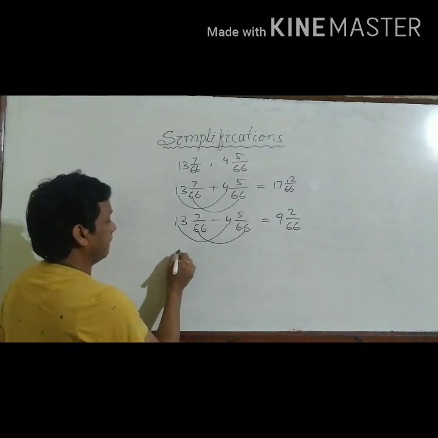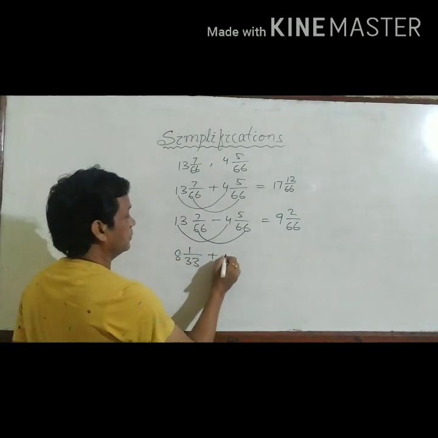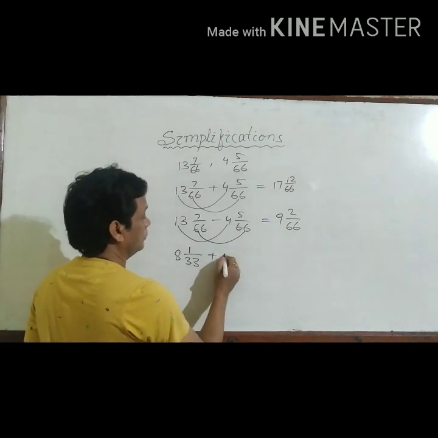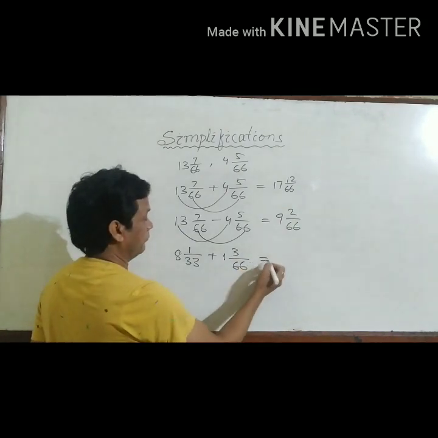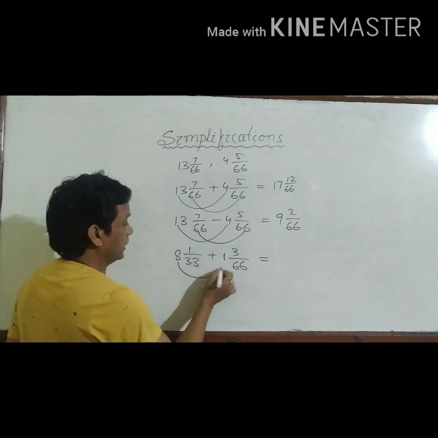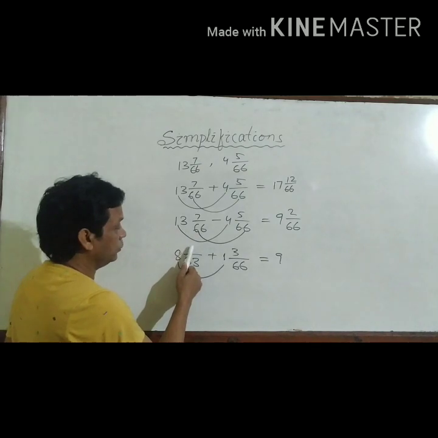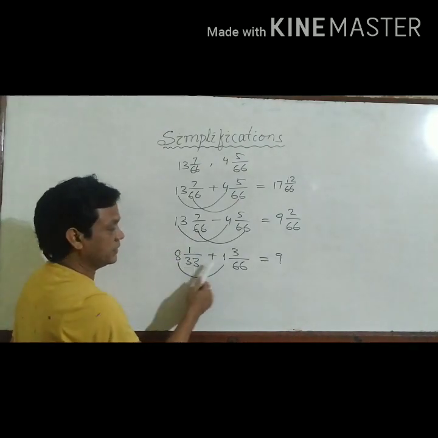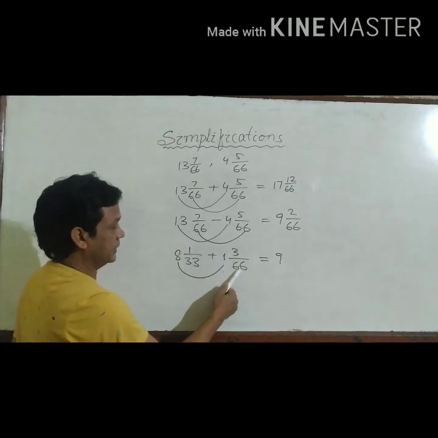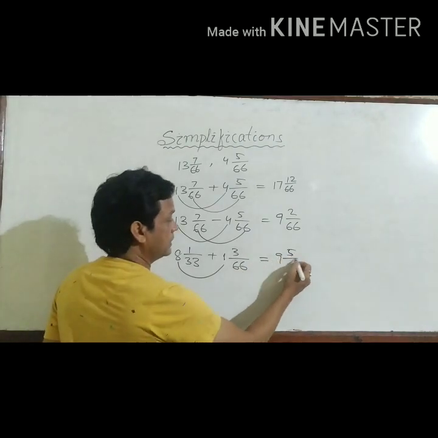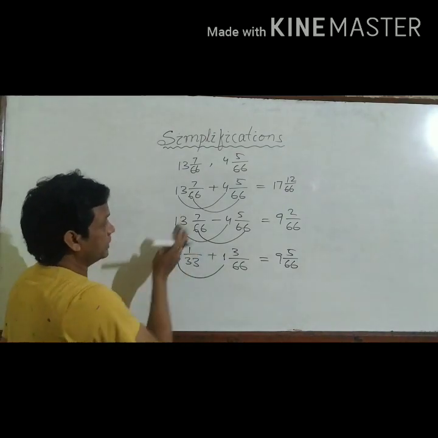See here. For example, 8 whole 1 by 33 plus 1 whole 3 by 66. So how to add this one? So now 8 plus 1, it is 9 whole. See here, if you add these two, simply multiply 2 in the numerator and denominator, so that the denominator will become 66. The denominator must be the same. So it will be 2 by 66 plus 3 by 66. So 2 plus 3 is 5. So 5 by 66. Clear?